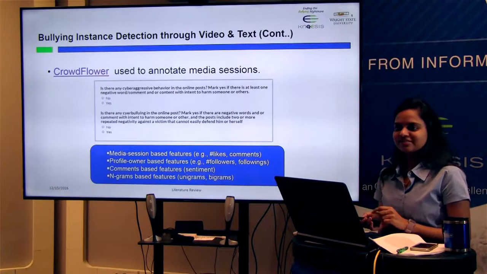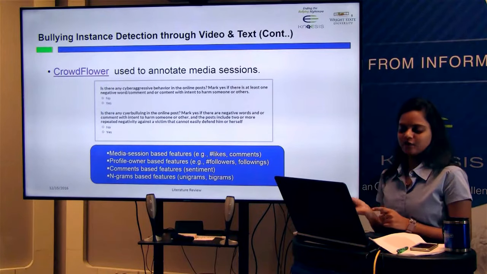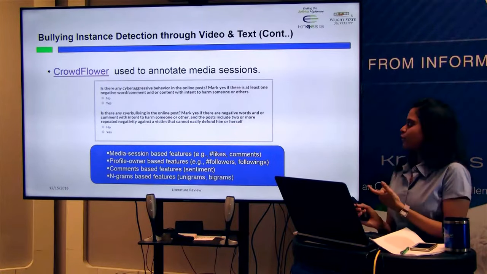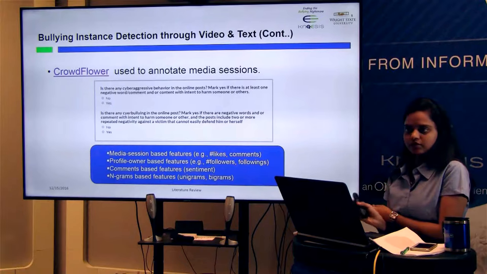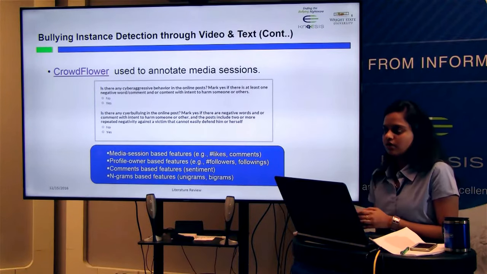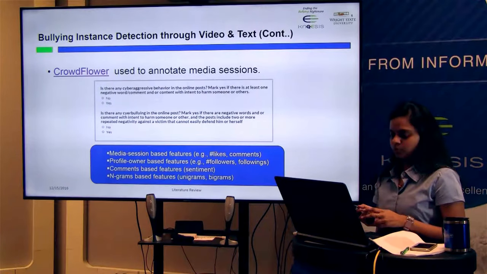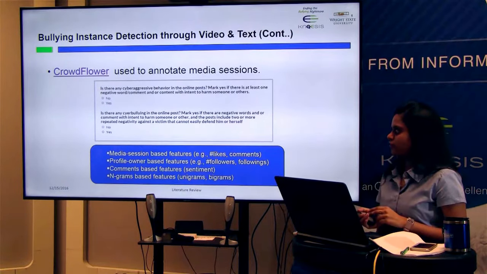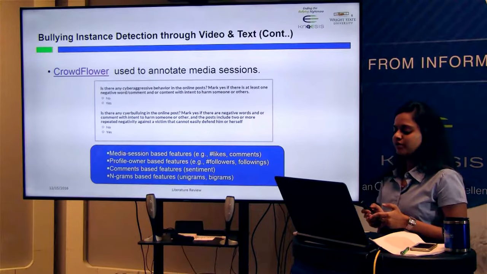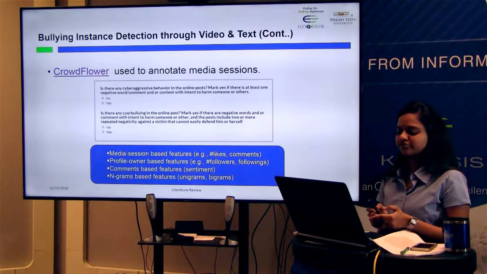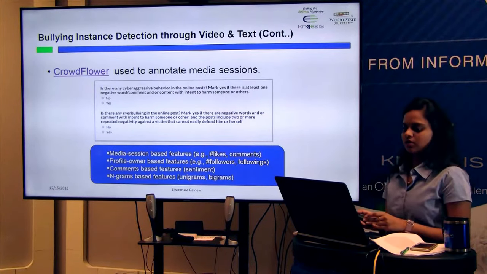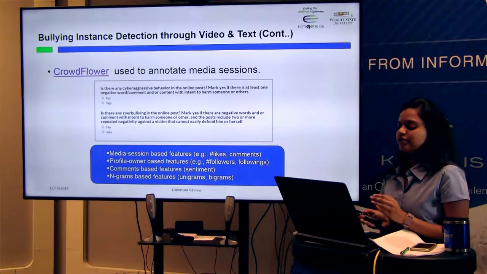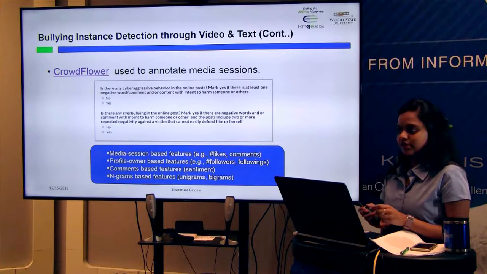So this study uses Crowdflower, a crowdsourced website, to annotate their media sessions. A sample of those annotations is here. They find if there is any such behavior in the whole media session, and then they just answer yes or no. After these annotations, they used features such as media session features, profile owner based features, comment based features, and n-gram based features to classify their cyberbullying instances. This way they were able to detect instances in Vine.